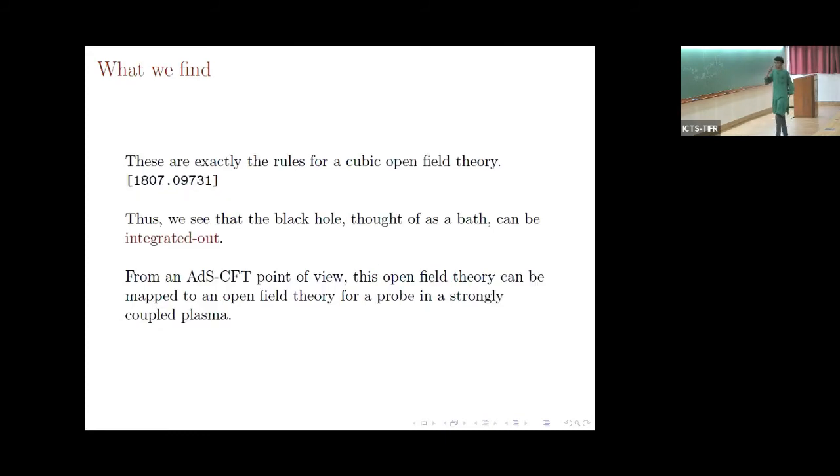But the point that I want you guys to take home is that we see that the black hole can be thought of as a bath and can be integrated out. But more than that, what we see is that the diagrammatics that we have developed for this calculation is exactly the diagrammatics for a cubic open theory, for a general cubic open theory. So the statement we have is that if you put something in a black hole spacetime, and if you want to understand the field theory in that black hole spacetime, you can just completely forget about the black hole and write down rules without the black hole.